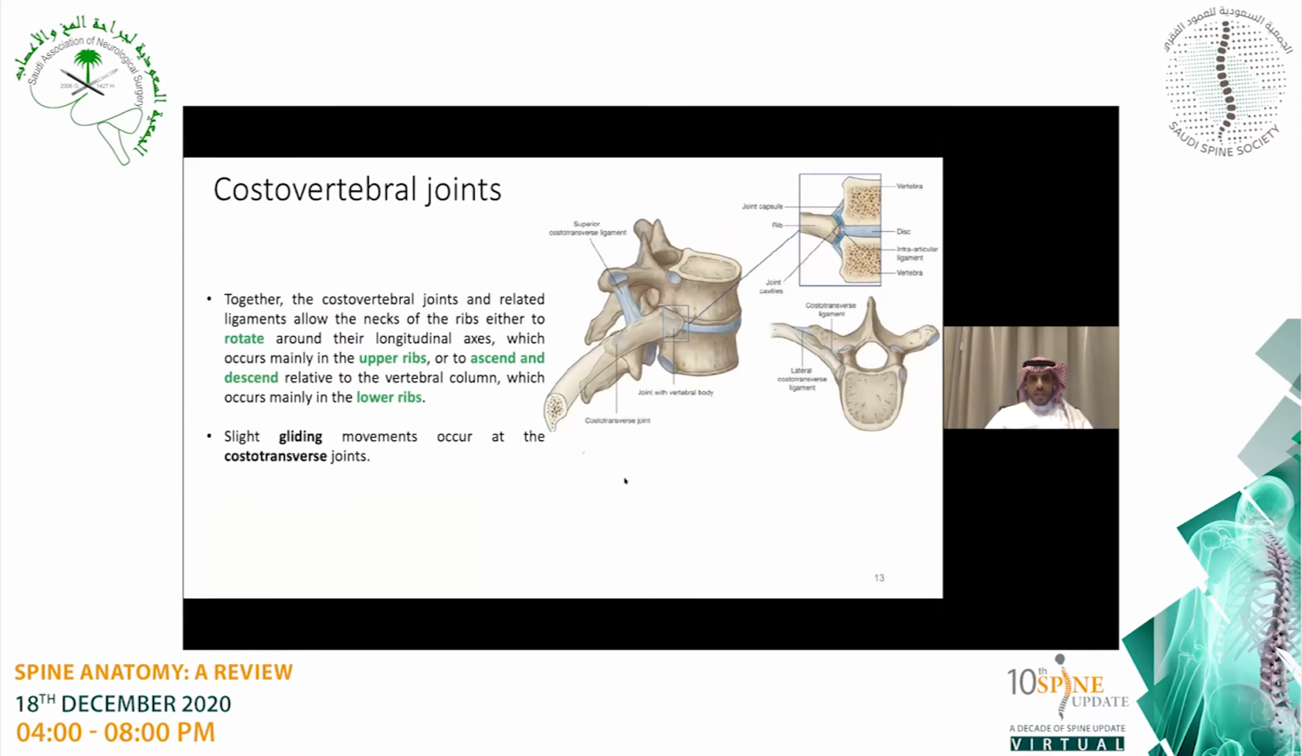There are more ligaments that enable stability of the spine, which connect the transverse process to the ribs, and there are also ligaments in the rib heads that allow the ribs to rotate around their longitudinal axis, which occurs in the upper ribs, and the second descends relative to the vertebral column.